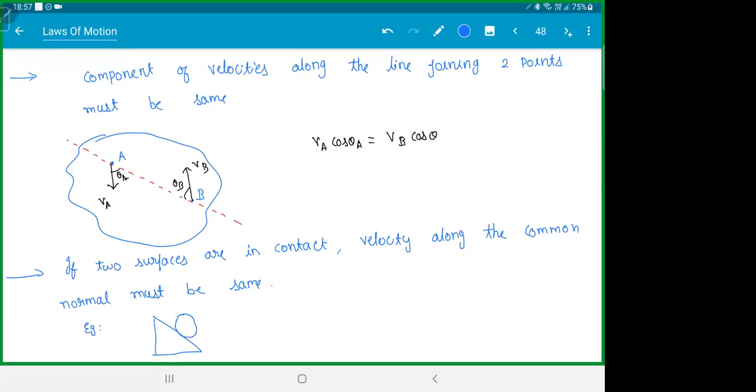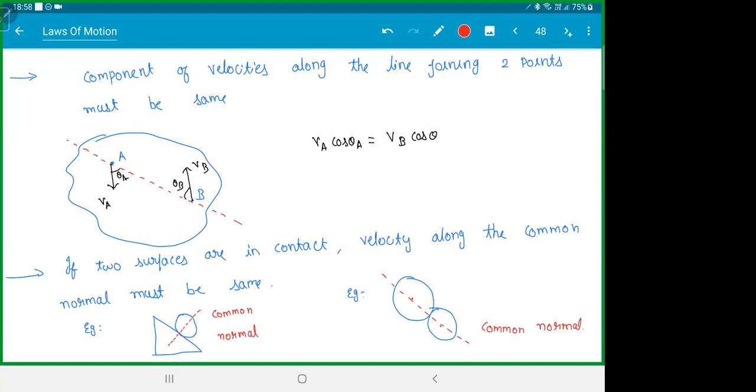So if you have a sphere and a wedge, this is the common normal. It means the velocity of the wedge and the velocity of that sphere along this red line has to be the same. Total velocity need not be the same. Total speed need not be the same. I don't care about total, but the component along the normal must be the same. If we take two spheres, then the common normal is the line joining the centers. Have a look at this page. That is the main theme of rigid body constraints.